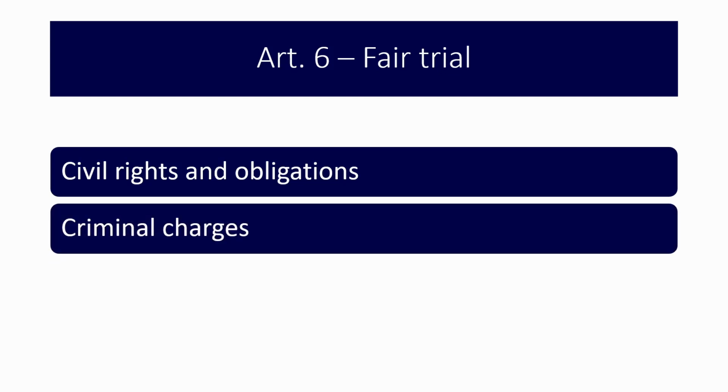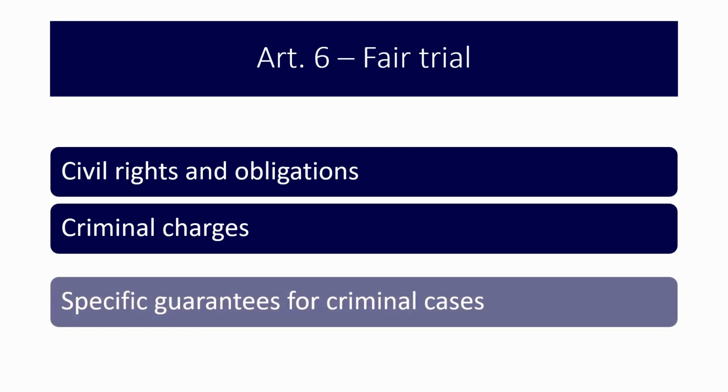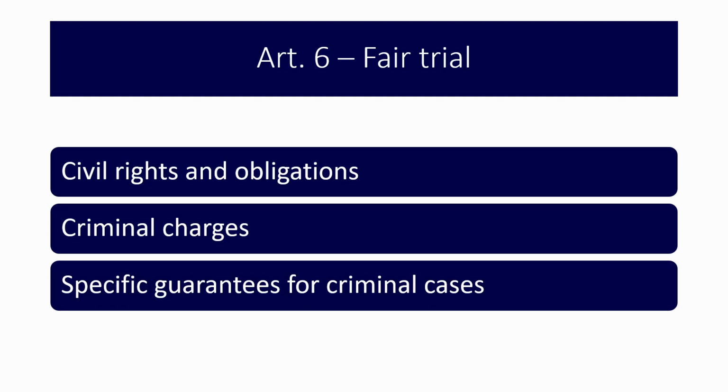Article 6 ECHR contains certain provisions which apply to civil proceedings as well as to criminal proceedings. For example, the right to a fair and impartial tribunal. In addition to that, there are certain guarantees which only apply in criminal matters. Article 6 also sets out the presumption of innocence.